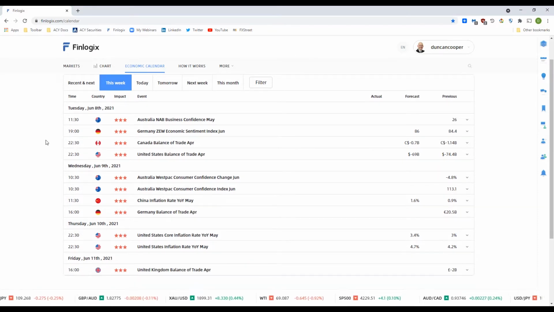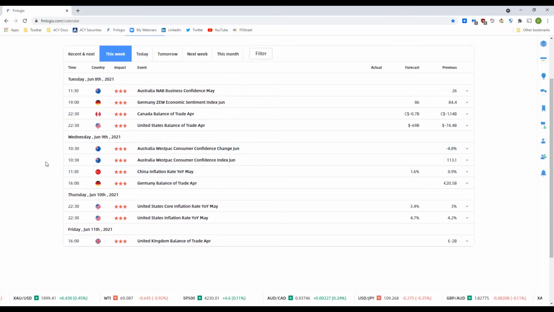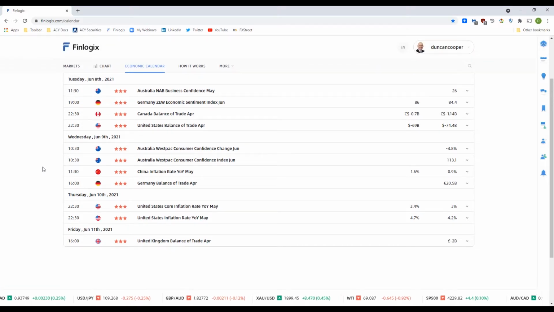So there's nothing on Monday, well, Tuesday we do have the actual US balance of trade coming out this evening. That could affect the pound US dollar. Into Wednesday, I don't see anything there. Into Thursday we do have the US core inflation rate and the US inflation rate coming out, so that will definitely affect the pound US dollar. And then lastly into Friday, 4 o'clock in the afternoon, we've got the UK balance of trade. So those are news items that could affect the pound US dollar for the week, so make sure you're aware of those. Okay, let's get into the charts now.